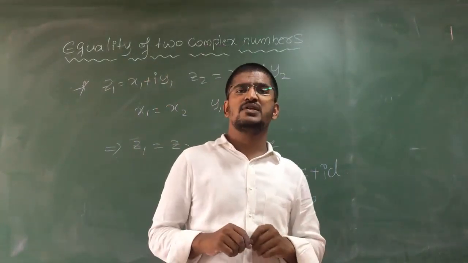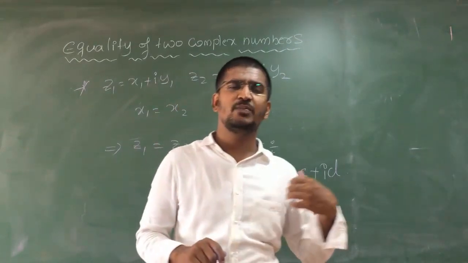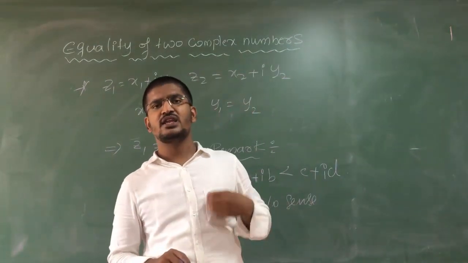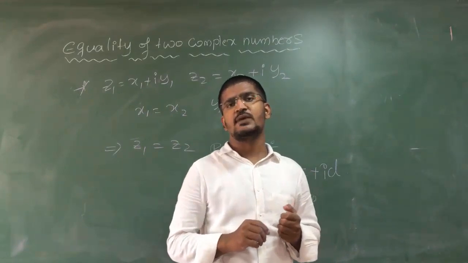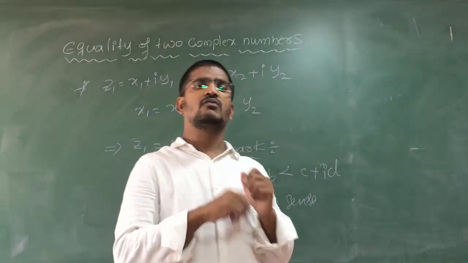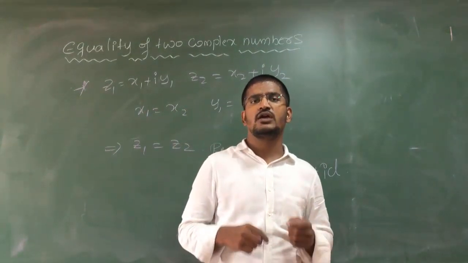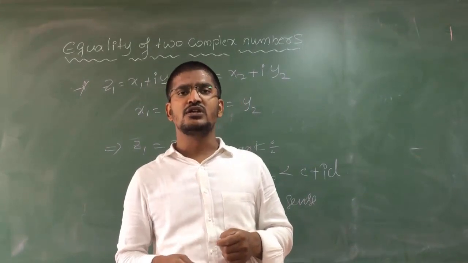In any two complex numbers, please remember the real part of one number and the real part of the other number have to be the same. That means the real part of Z1 and the real part of Z2 must be equal, and the imaginary part of Z1 and the imaginary part of Z2 must be equal, if you want to say Z1 equals Z2.